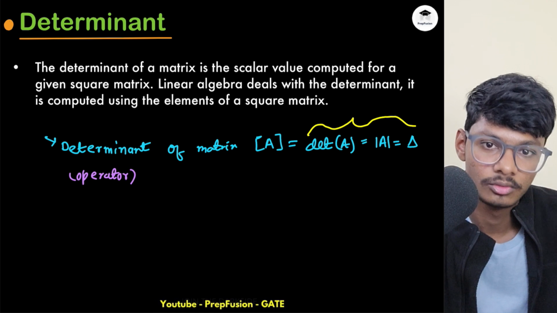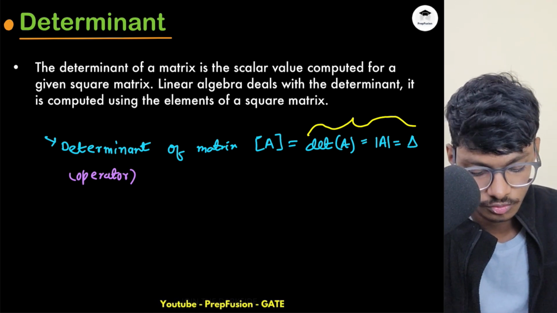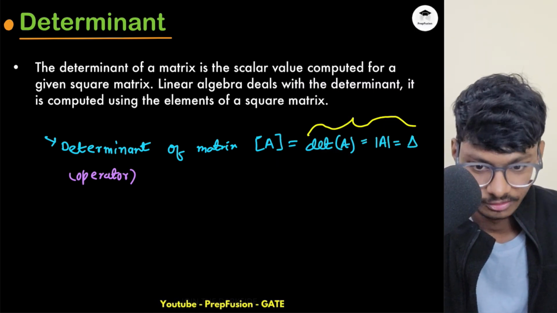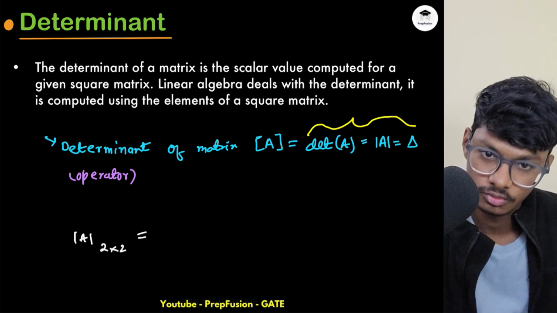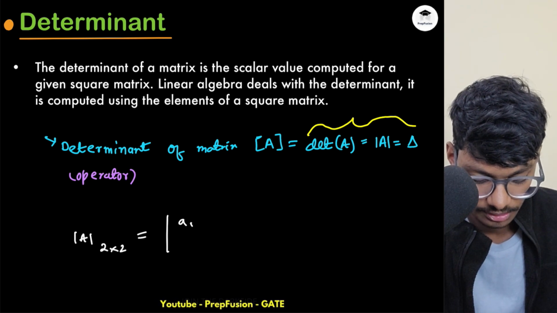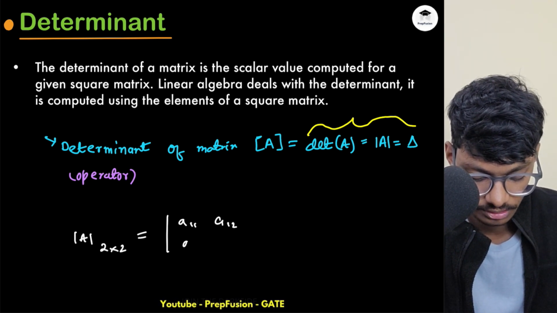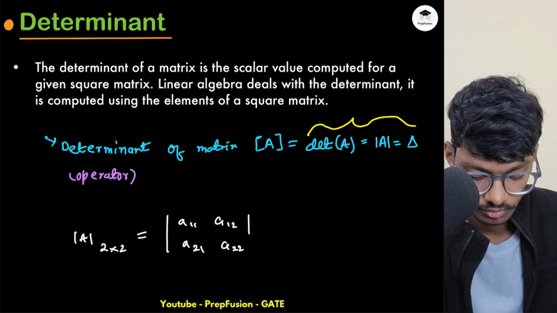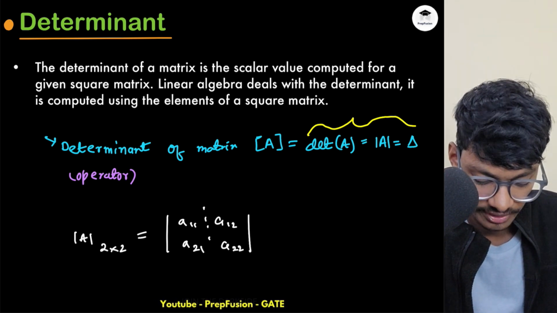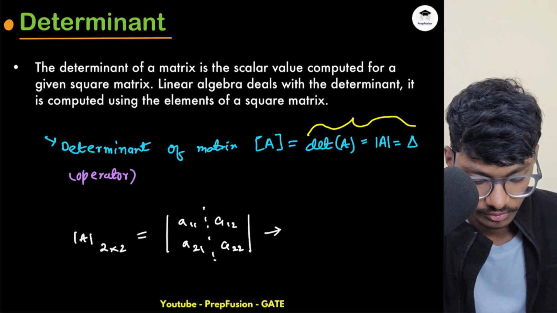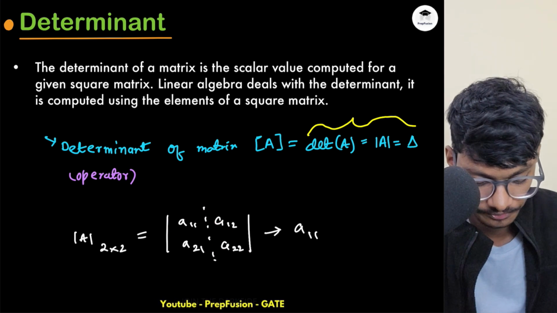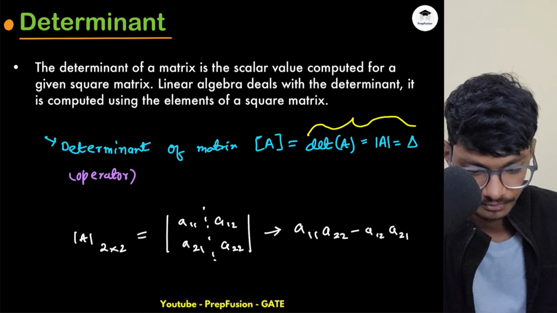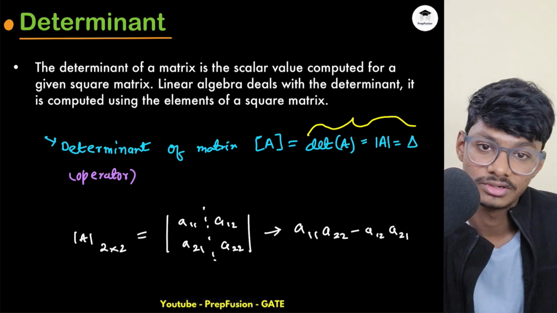So how do you compute the determinant? For a 2 cross 2 matrix, which you already know, let's write the elements a11, a12, a21, a22, okay. Now what we do is a11 times a22 minus a12 times a21.